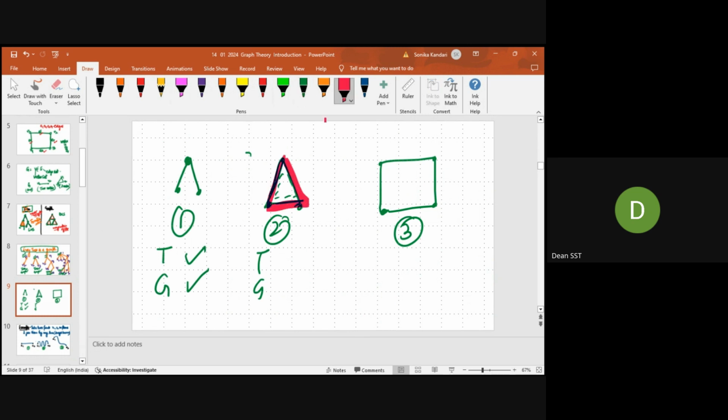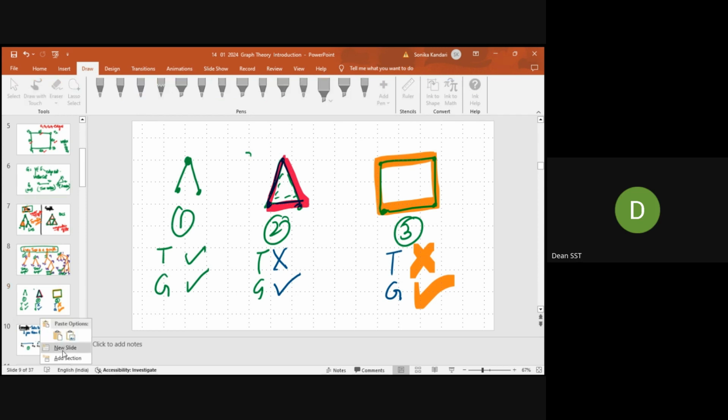This is a cycle. The cycle is complete. So it is not a tree, but it is a graph. Third one. Is it a tree? No, ma'am. No, because see, the cycle is complete. So it is not a tree, but it is a graph. Now you can differentiate between tree and graph. Yes, ma'am.